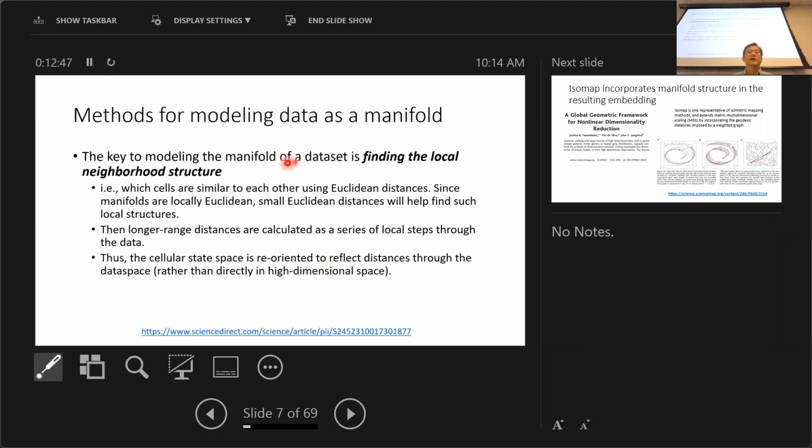Okay, so the idea is simple. First you have to have this concept of manifold. Then, to learn the global structure, we start from the local neighborhood structure. You move small steps, and gradually you approach the longer range of distance using a series of local steps. You don't jump, you just move slowly, using local steps to approximate the long distance.